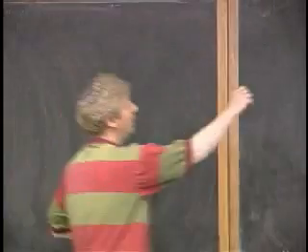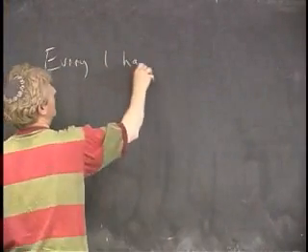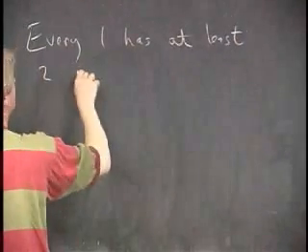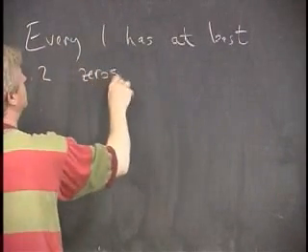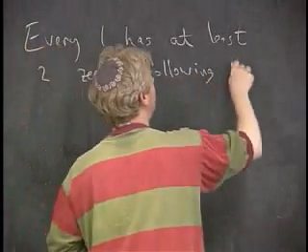Okay, so let's do an example we did last time. It's the binary strings. Every one has at least 2 zeros following immediately after.